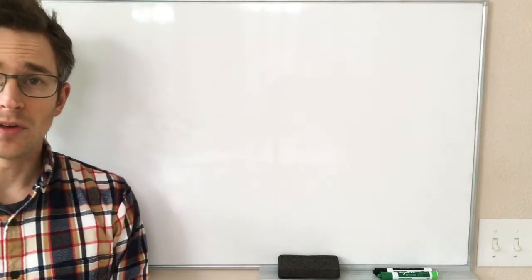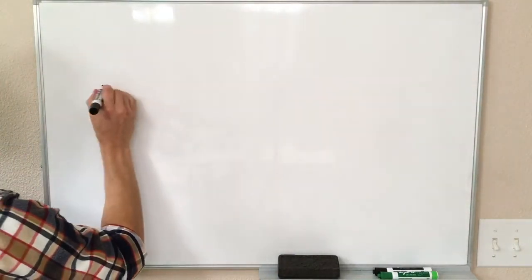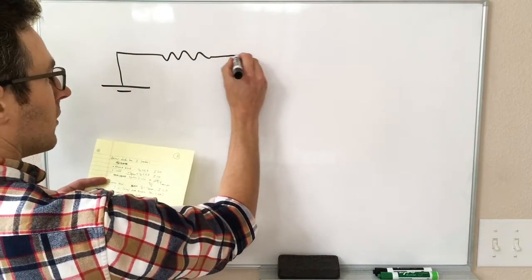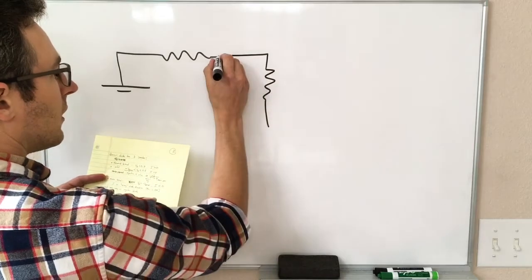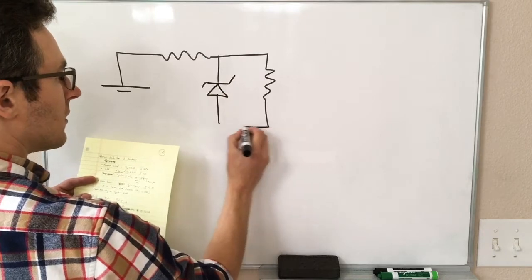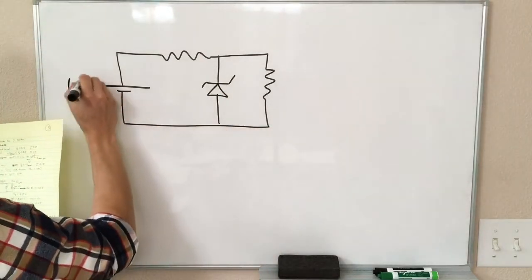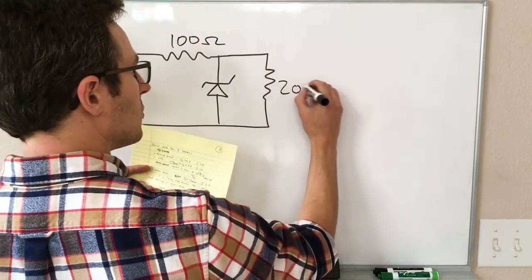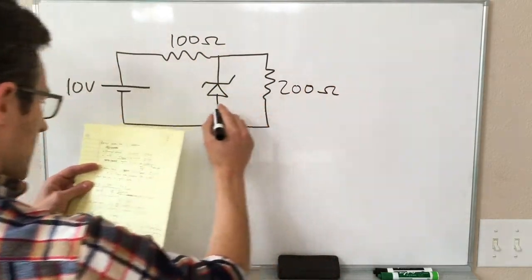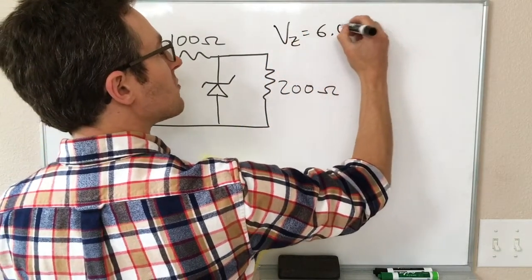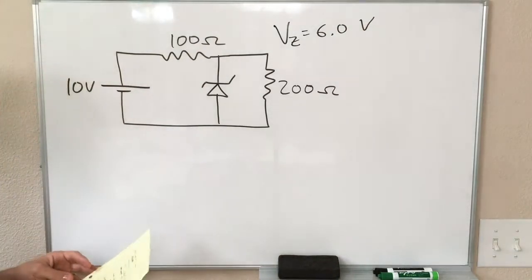Now let's do an example of a Zener diode problem. So let's say we have a voltage source connected to a resistor and connected to another resistor. And here we have a Zener diode in the circuit as shown. So this is 10 volts, 100 ohms, 200 ohms, and the Zener diode has a voltage of 6.0 volts.